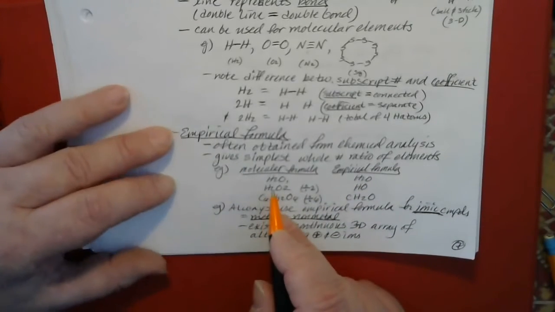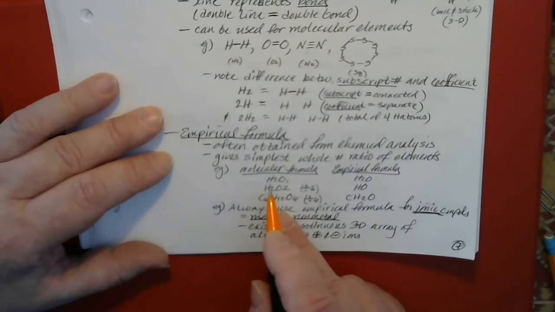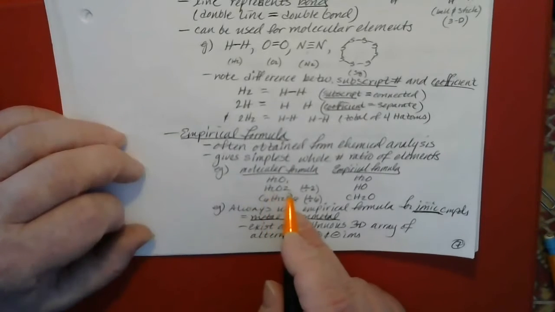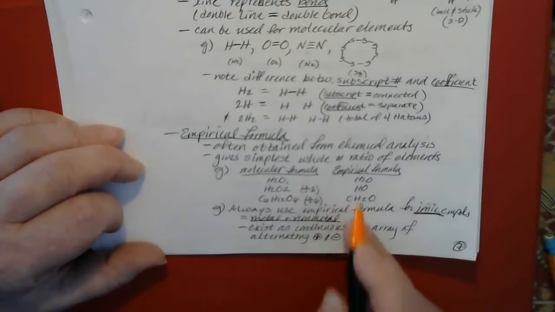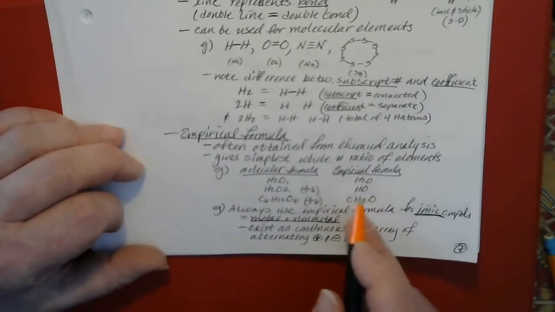On the other hand, if you have hydrogen peroxide, the molecular formula is H2O2. Those are both obviously divisible by 2. So do that and you get HO. That is the empirical formula for hydrogen peroxide.